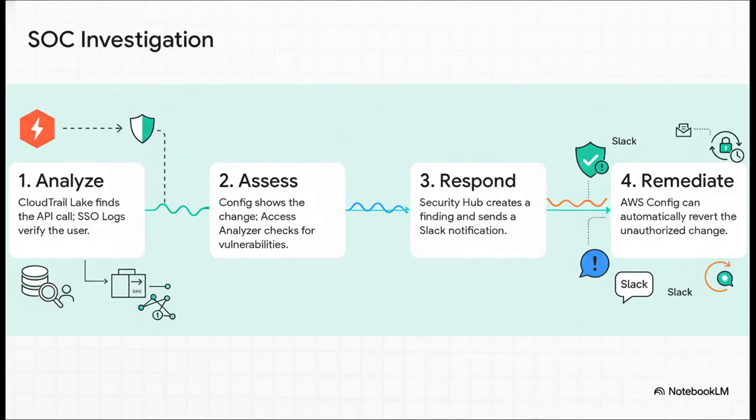An alert fires. Immediately, the team dives into CloudTrail, the master log, to see the exact unauthorized action. Thanks to the SSO logs, they know precisely who it was. Next, they check AWS Config, which instantly shows them a before and after snapshot of the damage. At the same time, Access Analyzer is checking if this created a new security hole. All of this info automatically triggers a notification that hits the team's Slack channel. And here's the best part. An automated rule can kick in and just revert the unauthorized change. The entire loop, from detection to fix, is incredibly fast and streamlined.